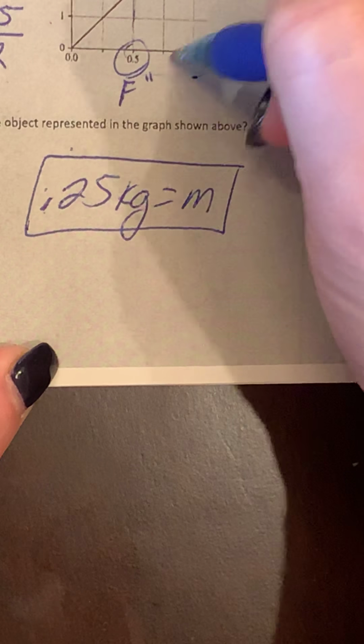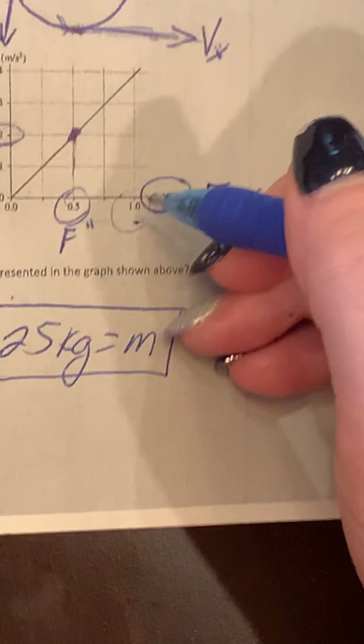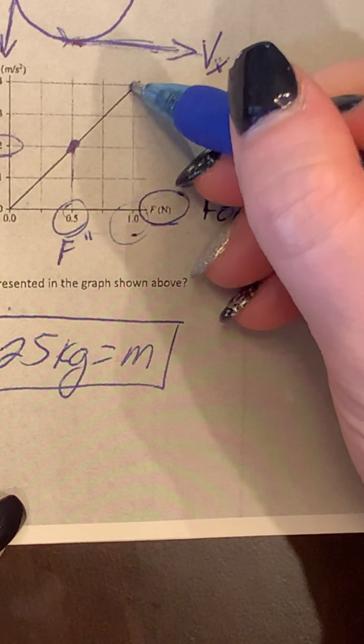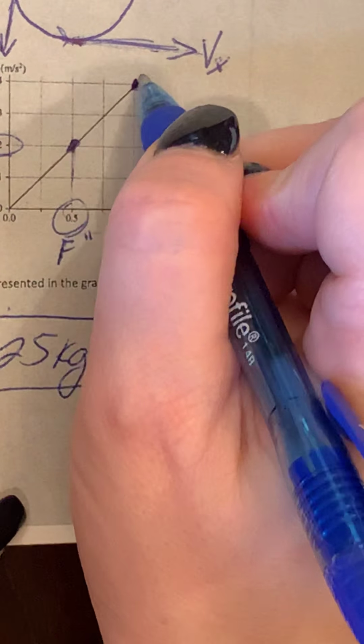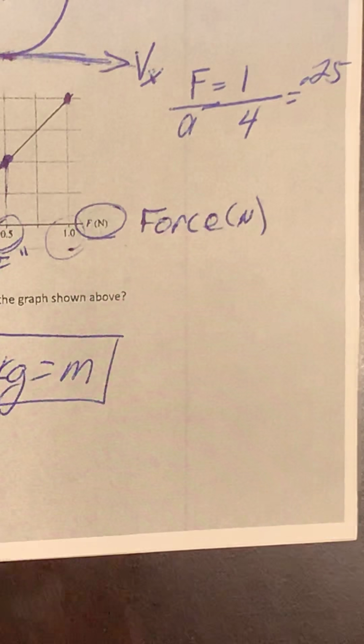Let's say you chose 1 instead. If we chose 1, then we would be going up to this point right here. And this number 4 over here is 4. All right, cool. So our force equals 1. Our acceleration is 4, and 1 divided by 4 is 0.25. So our answer is the same.